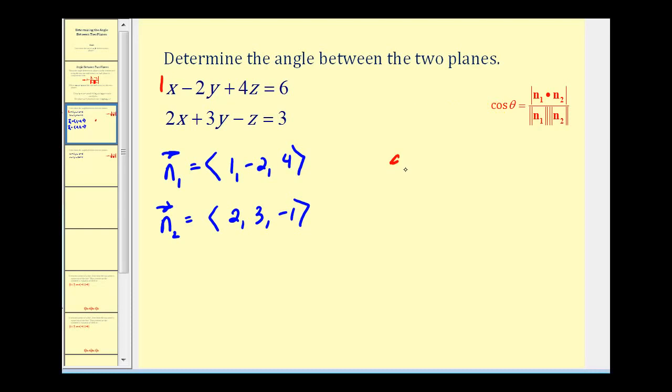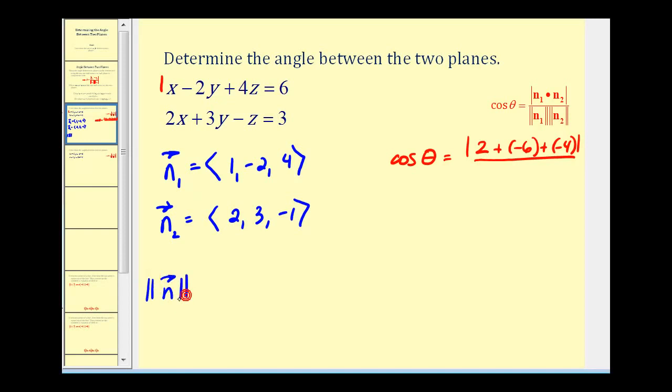So this tells us that cosine theta is going to equal the absolute value of the dot product of these two vectors. So we'll have 1 times 2, that's 2, plus negative 2 times 3, that's negative 6, plus 4 times negative 1, that'll be negative 4. And we'll divide this by the product of the magnitudes of these two vectors. So let's go ahead and find the magnitude of each of these vectors.